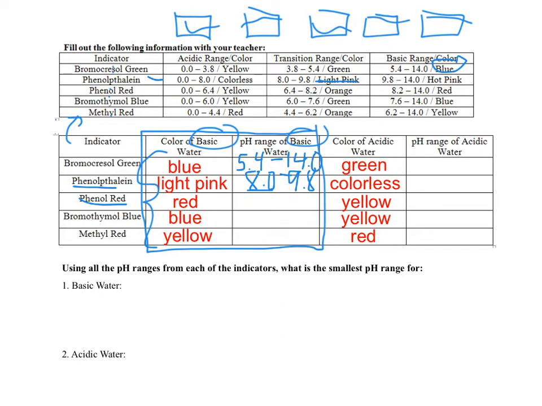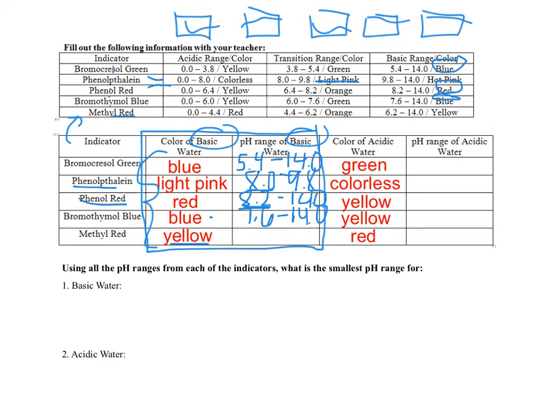Okay, let's look at our next indicator, phenol red, which turned red. So let's look at the chart. When does it turn red? When the pH is between 8.2 and 14. Okay, we even got a little more narrow on that, knowing that the minimum has to be 8.2, otherwise phenol red couldn't turn red. Bromothymol blue turned blue. And so looking at this chart, it turns blue between 7.6 and 14. And then methyl red turned yellow.